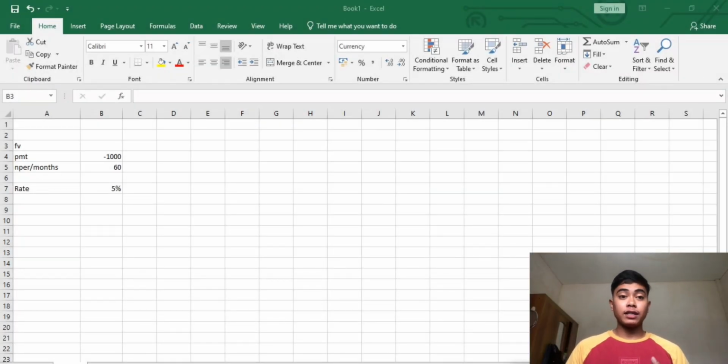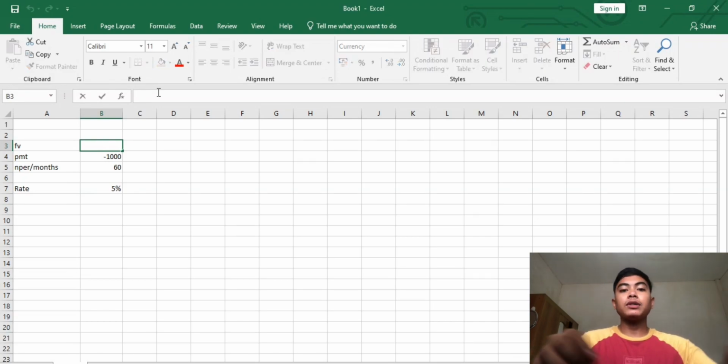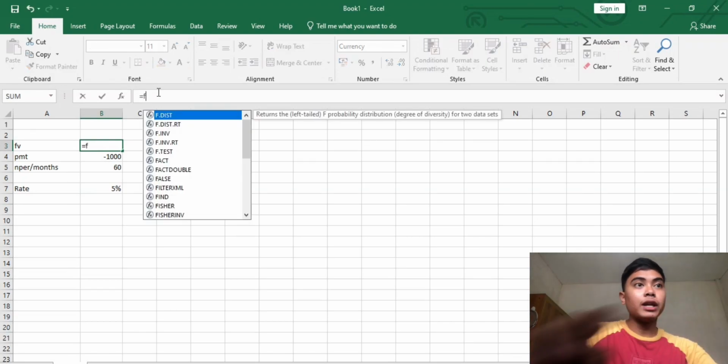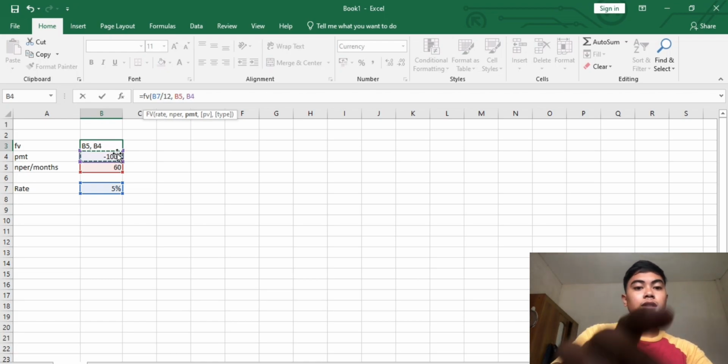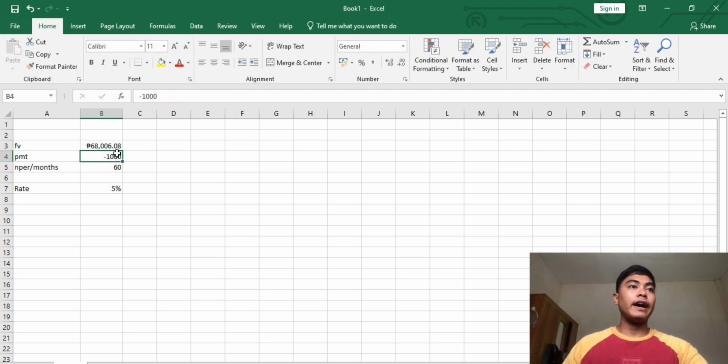So the next one is for the computation of the future value of a certain investment. To compute the future value, we just need to input the FV formula, then open parenthesis again, then we input the rate of 5%, which is also divided by 12 because we always compute on a monthly basis. Then next one is the NPER of 60, and then the payment of 1,000. So we arrive at 68,006 pesos and 8 centavos.